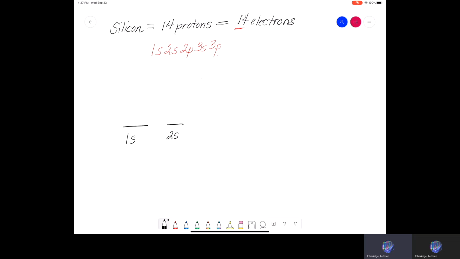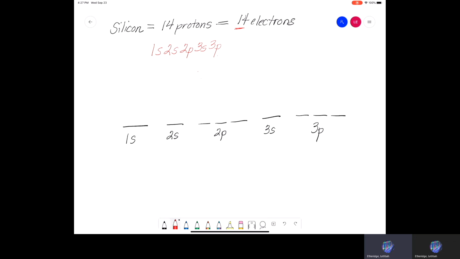The p orbital has 3 orbitals, so you're going to draw 3 lines, and then you will put 2p underneath it. Then the 3s orbital has 1 orbital, so you will draw 1 line and you will put 3s underneath it. And then just like 2p, 3p has 3 orbitals, so you'll draw 3 lines and put 3p underneath it. Okay, so now we know how many orbitals we have to draw to complete our orbital diagram. Okay, so let's add our electrons.